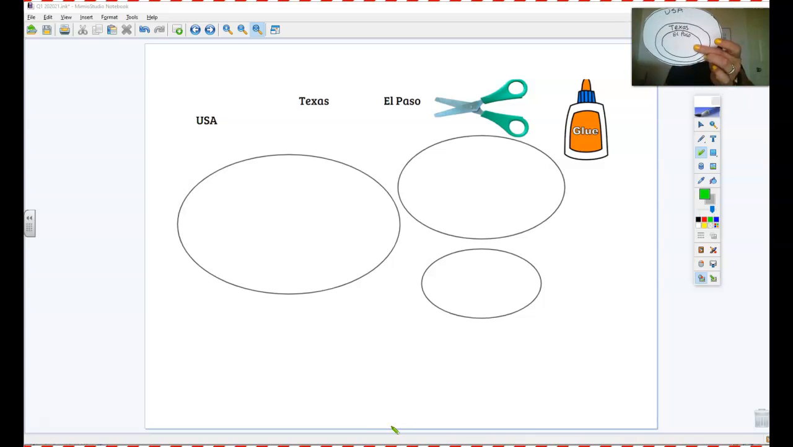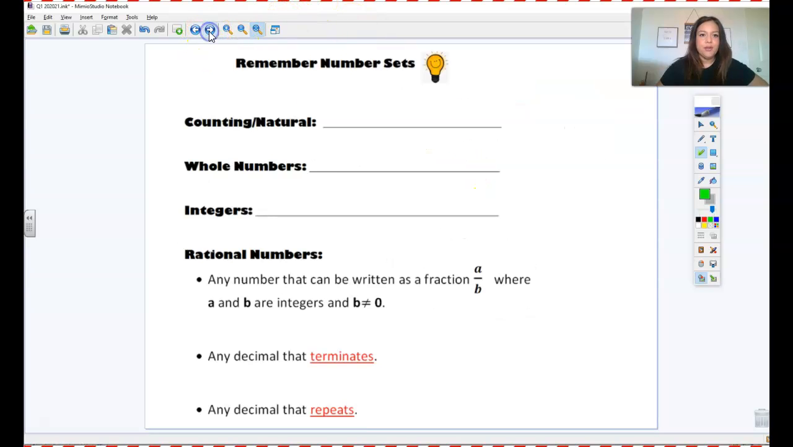So we're going to use something similar to this. We call this a Venn diagram. And we're going to use something similar to this when we're thinking about the sets of real numbers. So let's go ahead and remember something that we learned last year. So in your notes, you want to go ahead and write down counting.